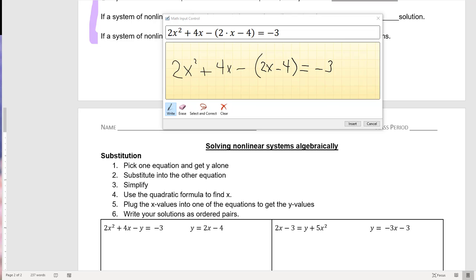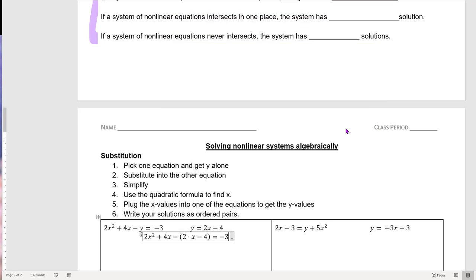Moving on to the next page, now we're going to look at solving algebraically. Following these steps, we're going to pick one equation and get y alone, substitute into the other equation, simplify, use the quadratic formula to find x, plug the x values into one of the equations to get the y values, and then write your solutions as ordered pairs. So for this first one, one of the equations has y solved already, so we're going to substitute that 2x minus 4 in here in place of the y.